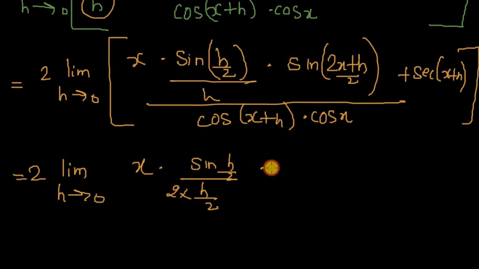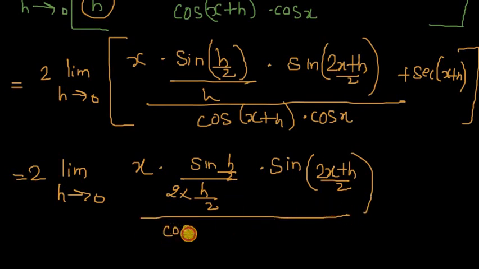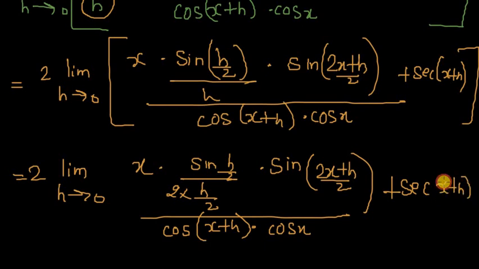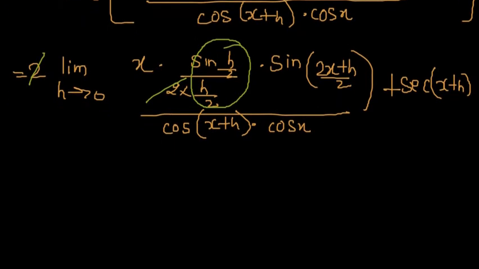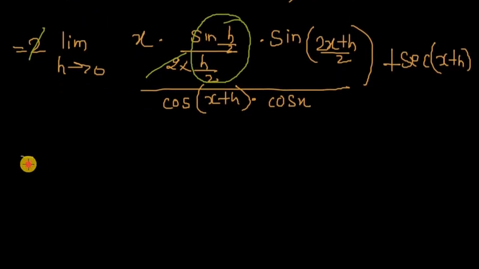Into sin 2x plus h by 2 upon cos x plus h into cos x, into the bracket over here, in plus sec x plus h. Look carefully, what happens? These two and these two get cancelled. And this limit sin h by 2 by h by 2 will be 1. Why? Limit h tending to 0, sin h upon h is 1. Now just apply the limits.